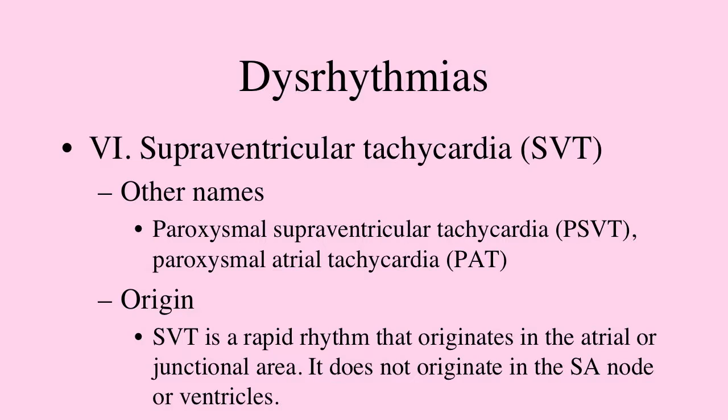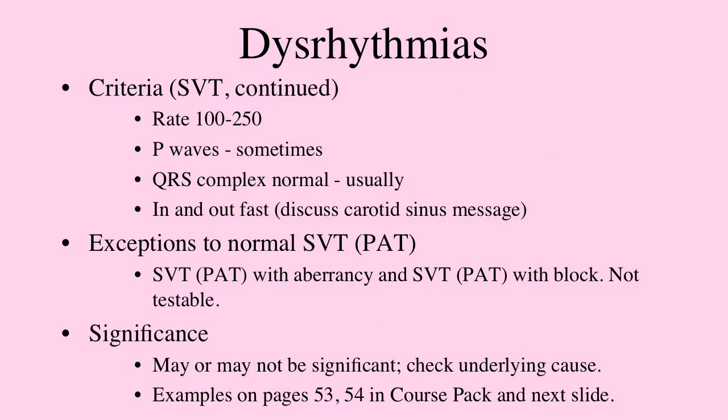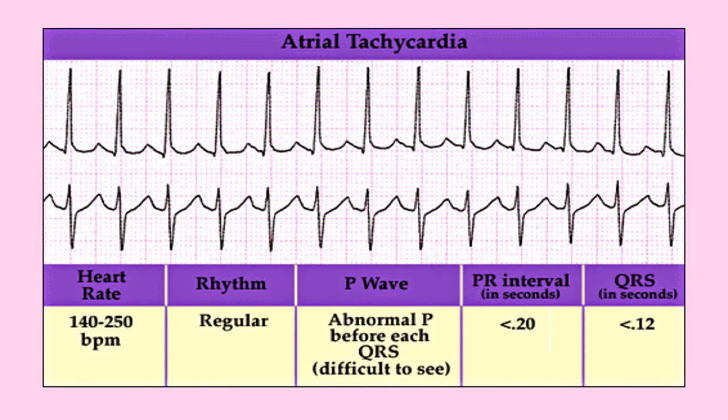On page 53 and 54, you saw the classic examples on 53, and then some future learning on page 54. If you look at the next slide, you can see again a fast rhythm and generally normal QRS complexes for SVT. And sometimes it's called paroxysmal atrial tachycardia. We'll just basically stick with the term SVT.